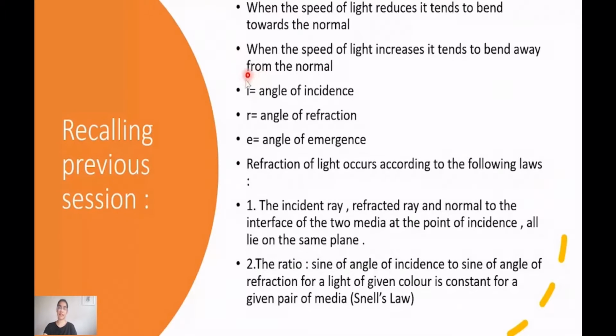Small i represents the angle of incidence here, r represents not the angle of reflection but the angle of refraction, and e represents the angle of emergence. Why do we have another angle, e, the angle of emergence, here? Because usually when we take surfaces, the light is incident at a particular point, it undergoes refraction, the refracted ray travels, and then it emerges from the second point. Since that emergence takes place, we need to define an angle between the normal and the emergent ray, and that counts as the angle of emergence.